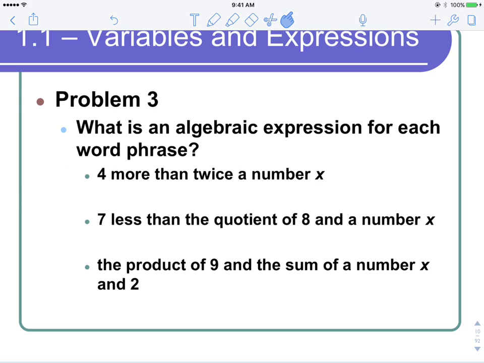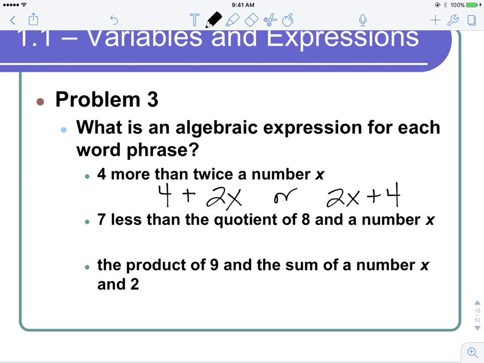Here are some more complicated phrases. Try these for yourself. Pause the video, try these for yourself, and then come back to see if you did them correctly. For 4 more than twice a number x, you're adding 4 to 2 times x, so you could write 4 plus 2x, or you could have 2x plus 4.